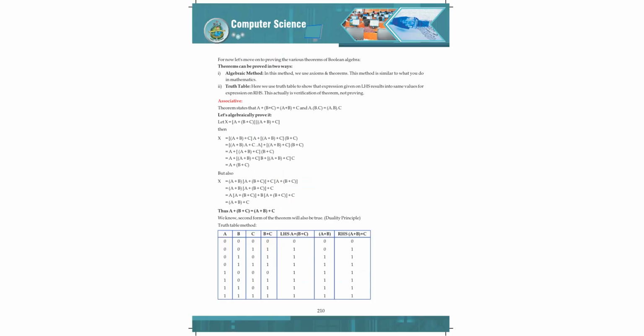Now we see two methods. We already saw two methods. One is the algebraic method and another one is the truth table. Okay. There are some theorems. We will solve these theorems also by these algebraic or truth table methods. Okay. The associative theorem states that a plus b plus c is equal to a plus b plus c. How? See, we will write a plus b into a plus c.